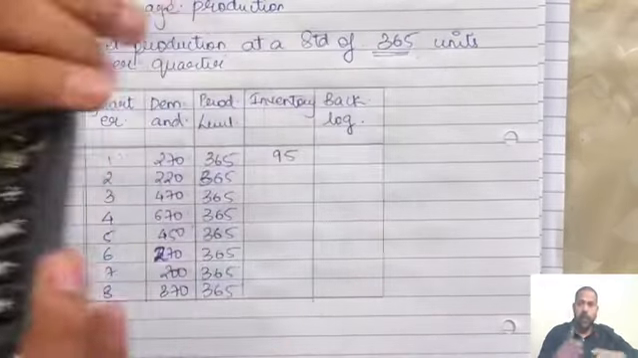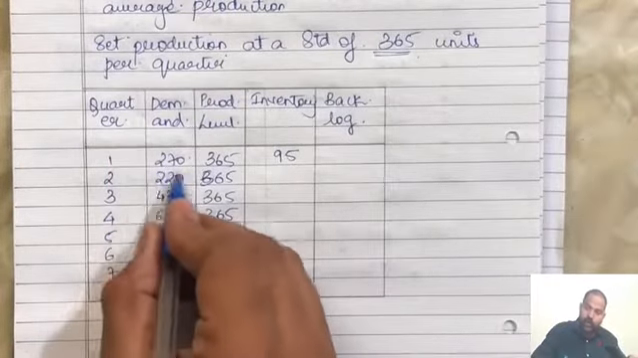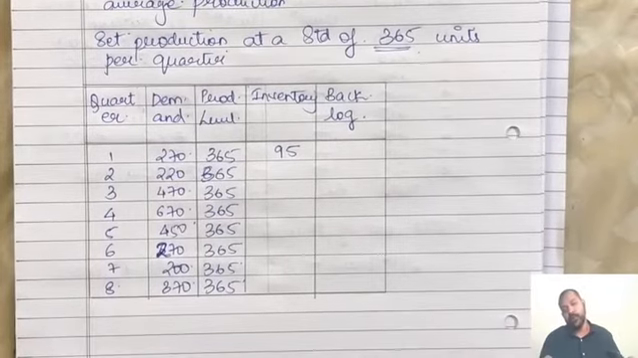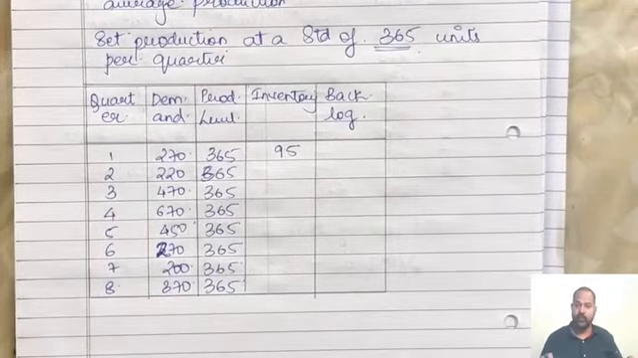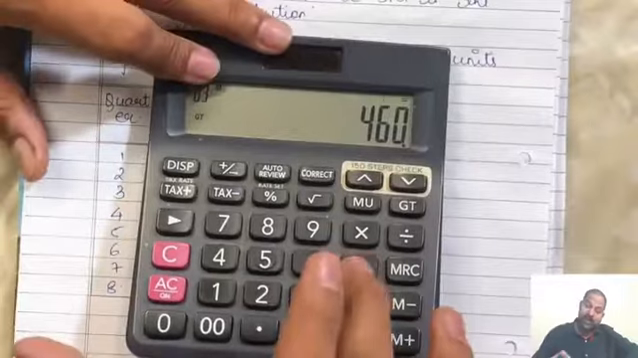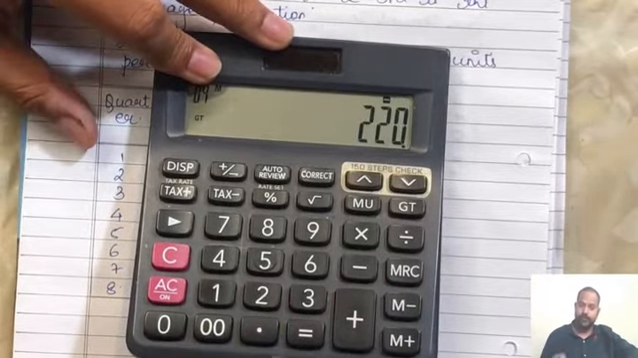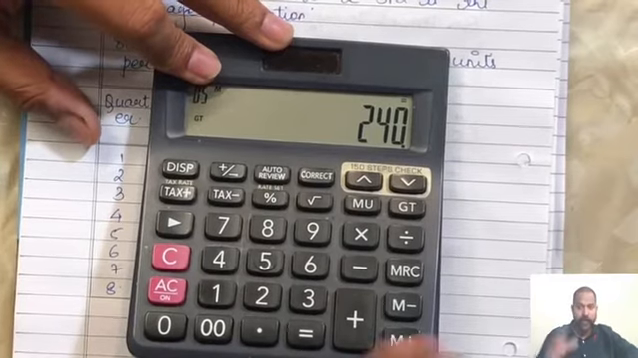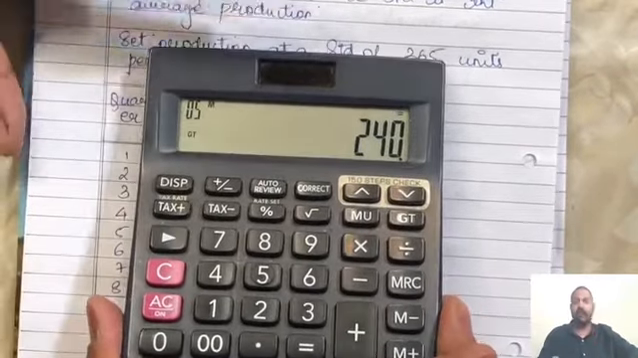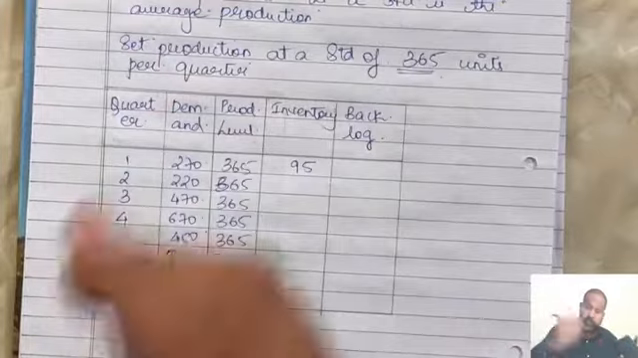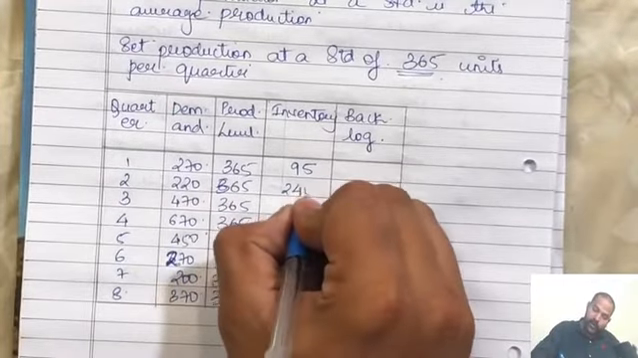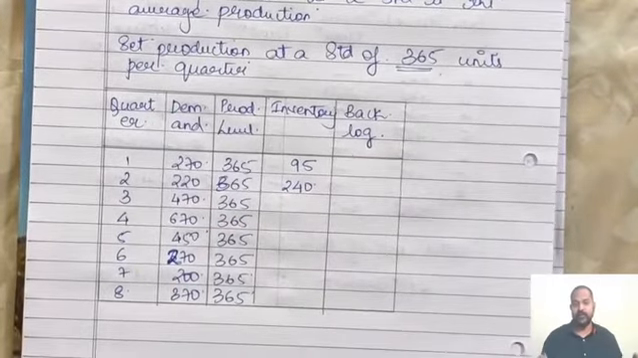But what is the demand of that quarter? Well, that quarter is only demanding 220 units. Well, then subtract the 220. So if you give away 220, you are still left with 240 units. This 240 will again go into the inventory.